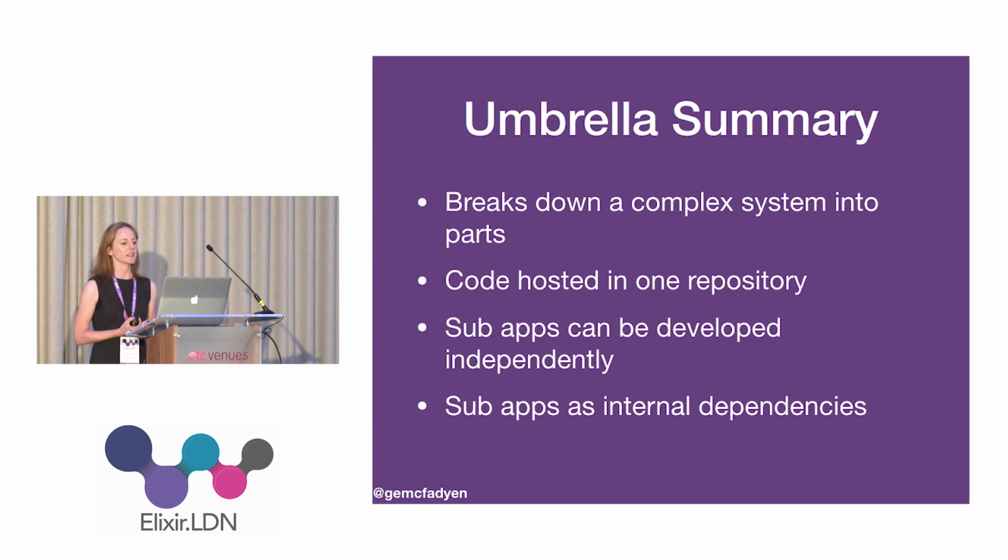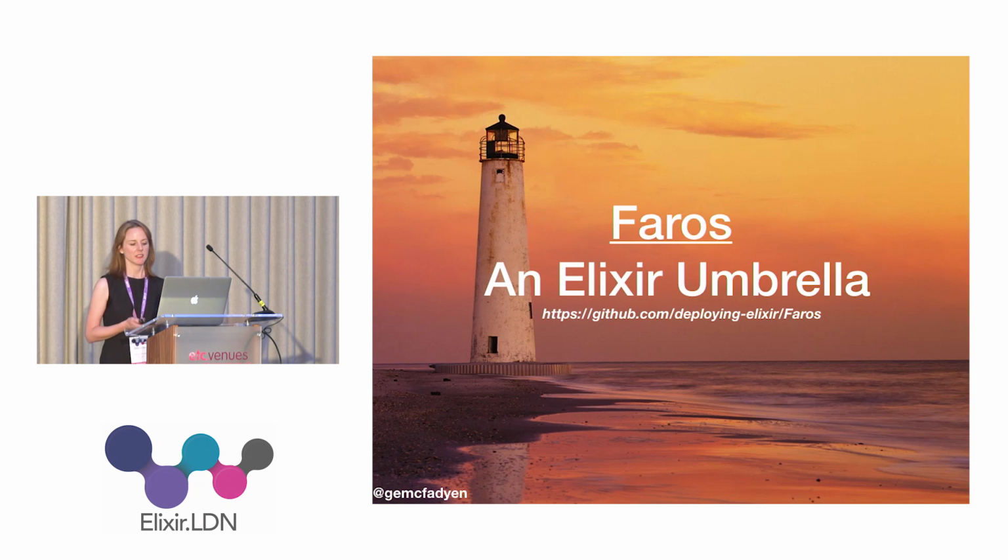So in summary, umbrella applications help you break down a large, complex system into smaller sub-applications. Unlike traditional microservices, everything is hosted in one GitHub repository. So you eliminate the overhead of managing pull requests, the order that pull requests should be merged in, the order of deploying dependent systems. That's all taken away because everything's in one place. And it's easy to run your tests from different levels and have dependencies between the apps.